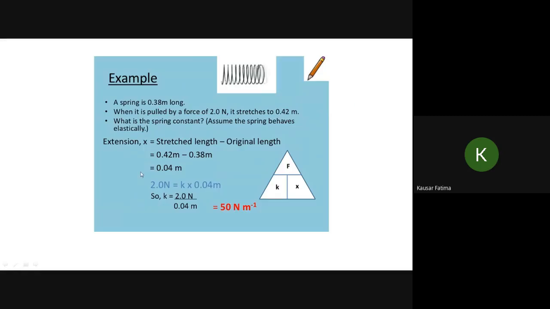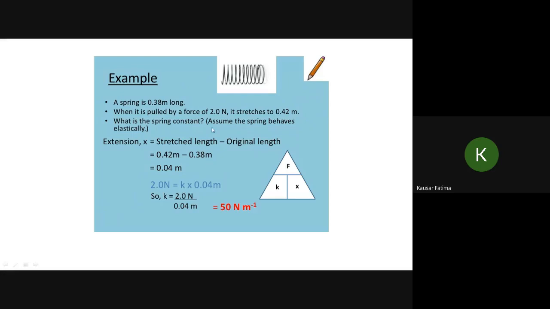Now there is an example to be solved. A spring is 0.38 meter long. This is the unstretched spring when no force is acting on it. When it is pulled by a force of 2 Newton, it stretches to 0.42 meter. So what is the spring constant? You have to calculate. Now the total length has become 0.42 meter, and the initial length was 0.38. How much is the extension? You will subtract the unstretched length from the new length. So the answer comes to 0.04 meter, which means 4 centimeter.